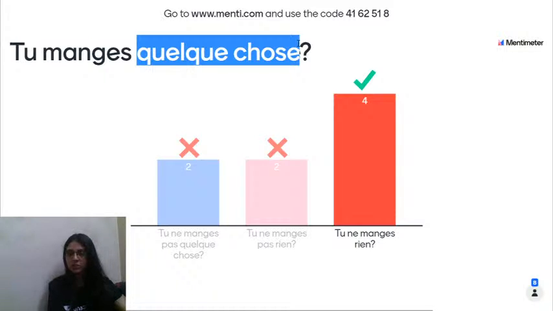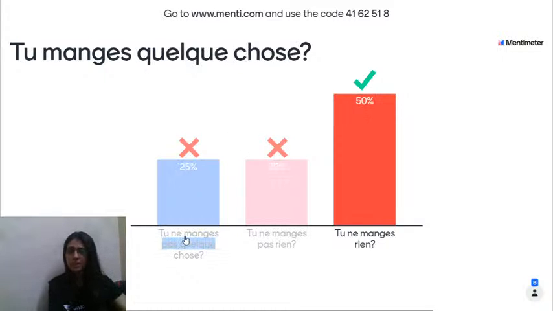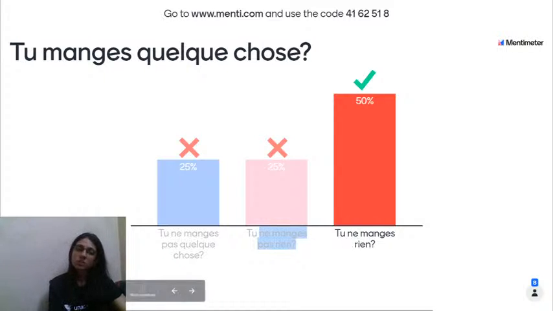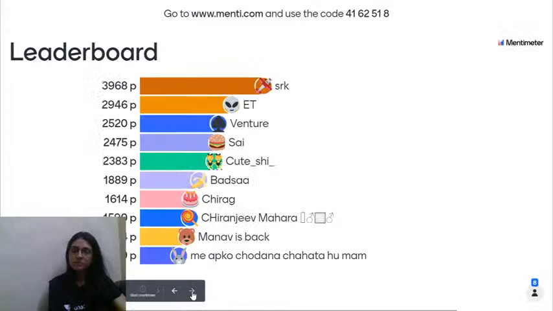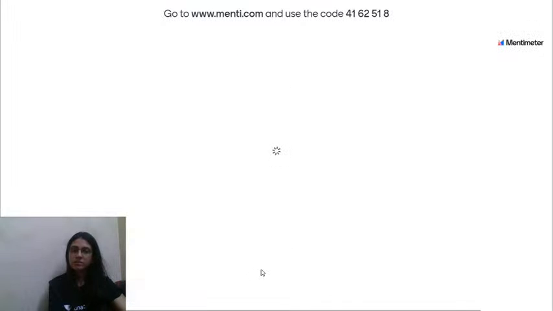Tu ne manges rien. Then in the first one, tu ne manges pas quelque chose. You are eating something. No, I am not eating something is incorrect. No, I am eating nothing. So I am not eating anything. Tu ne manges pas quelque chose or tu ne manges pas rien. So this is also incorrect because pas and rien cannot come together. Two negative words. So the correct answer over here is tu ne manges rien. Then next one.